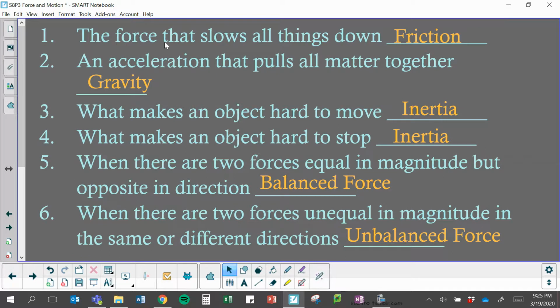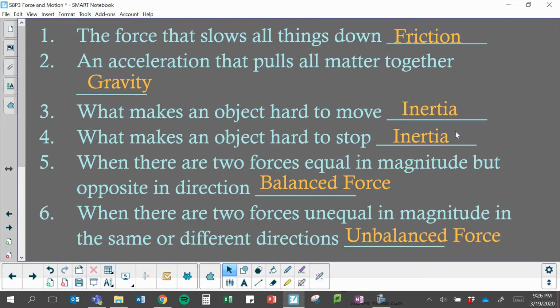Number 1, the force that slows things down, that is friction. Friction when things are rubbing past each other, that's what's slowing things down. Number 2, an acceleration that pulls all matter together, that's gravity. Gravity's pulling everything together. Number 3, what makes an object hard to move? This is inertia. 4, what makes an object hard to stop?